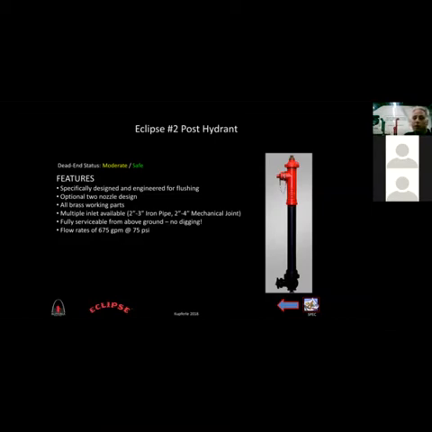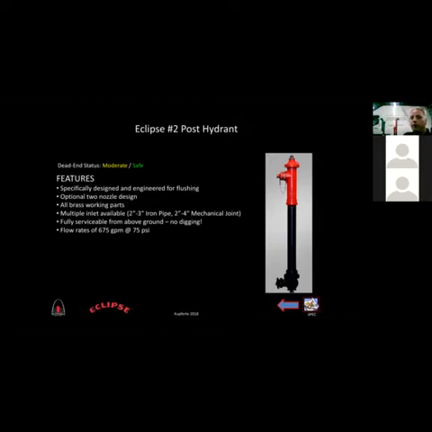All brass working parts, multiple inlets. So with this one you can do anything from a 2-inch IP inlet, to what's shown here, a 2-inch MJ. You can do a 2-inch IP all the way up to a 4-inch MJ. And we're the only manufacturer that can do a 4-inch MJ on a 2-inch post hydrant like this. So if you like to have a 4-inch MJ connection, we can do a 4-inch MJ connection on this 2-inch post hydrant. All of our products are fully serviceable from above ground. If you have any issues, you turn off the water, you pull the guts. Never dig it up. We can do all the repairs from above ground. And flow rates on this are pretty good, 675 to 75 PSI.